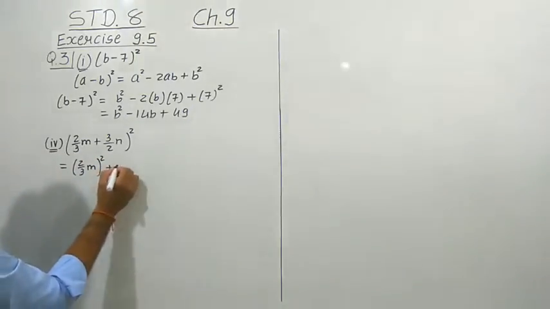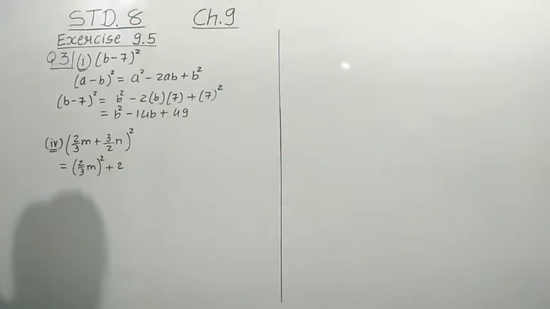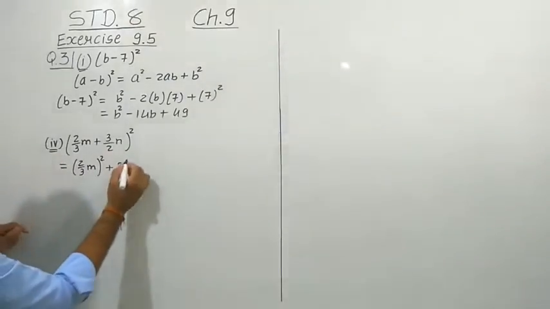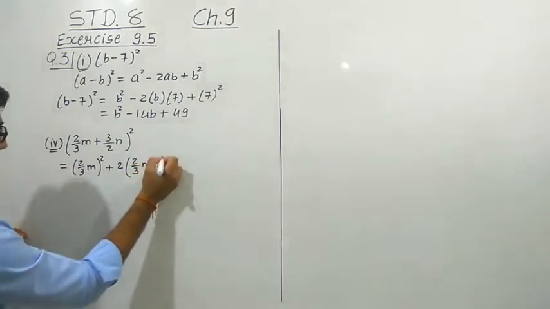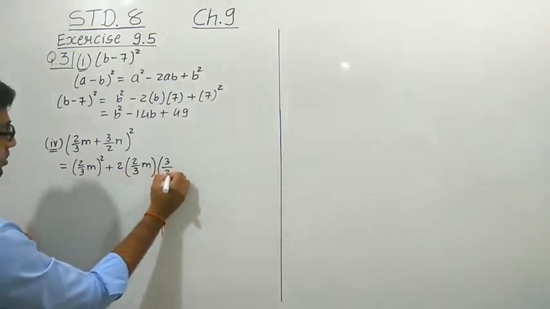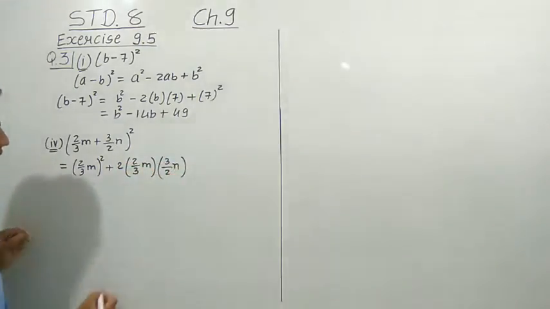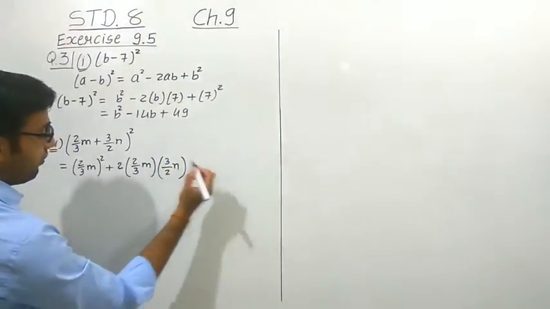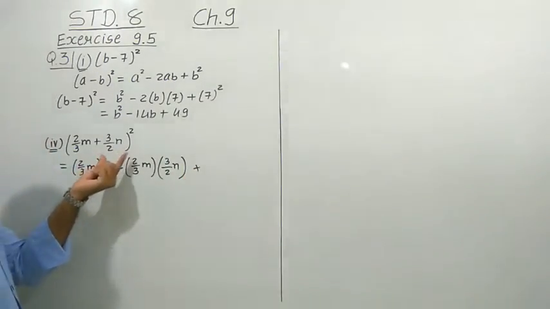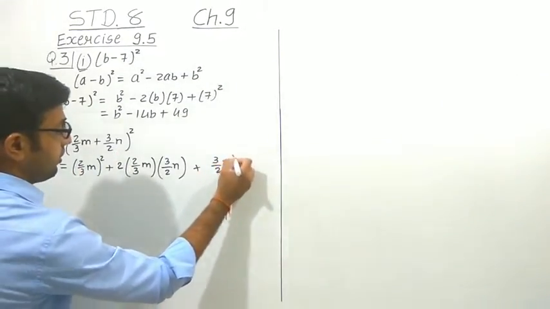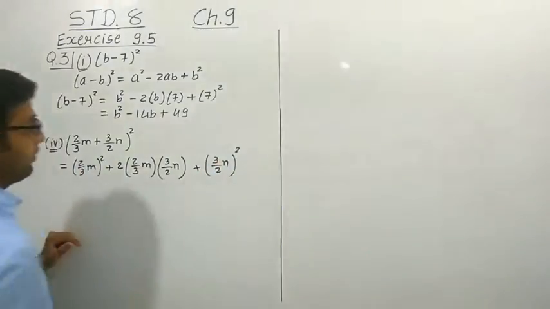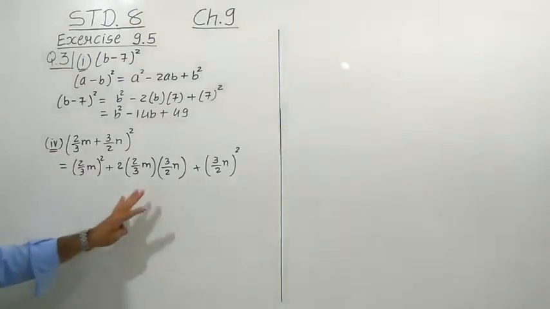Now second term is 2. First of all we have to put down the 2. Now we have to multiply both the terms. The first term is 2 upon 3m and second term is 3 upon 2n. Now what we have to do? Now we have to apply the square for this second term, that is 3 upon 2n bracket square. Right? It is actually very simple.